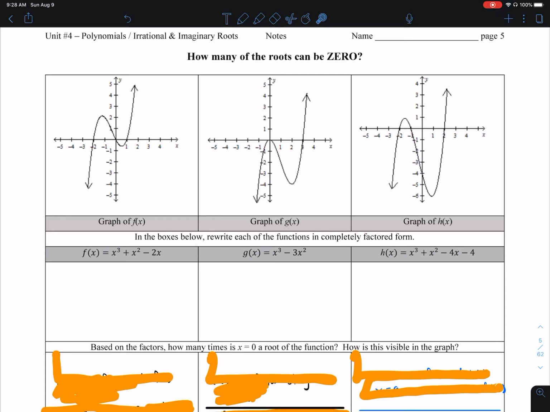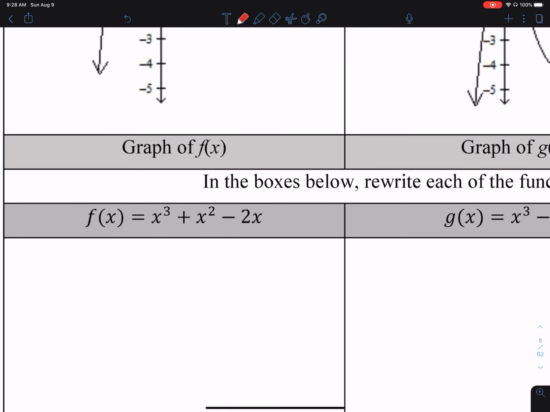We have three graphs. We have f, we have g, and we have h. What we are supposed to do first is rewrite each of the functions in completely factored form. So this is function f, g, and h. In f, this is GCF of x. If you factor that out to the front, you're left with the trinomial x squared plus x minus 2. Now this trinomial factors into two binomials, an x plus 2 and an x minus 1.